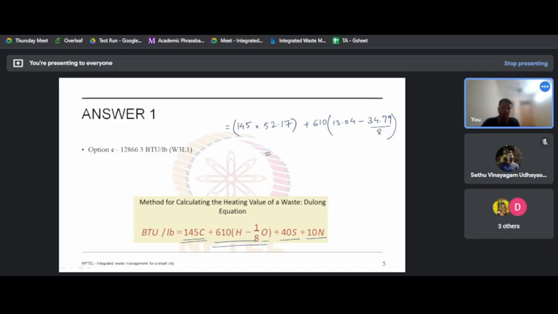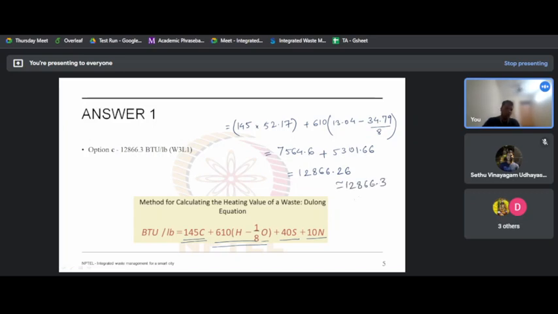So when you solve this, let's do this, 145 into 52.17 comes out to be around 7564.6, plus we have the next component. So that is 13.04 minus 34.79 divided by 8, into 610. So this turns out to be 5301.66. So we'll add them. So that will become around 12866.26.